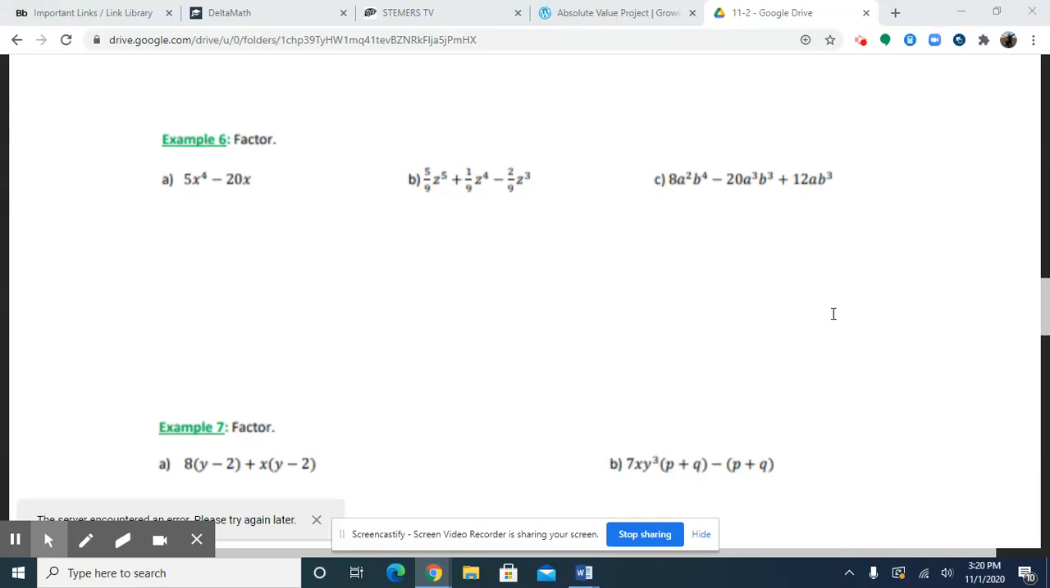All right, so now let's look at example 6. There's more problems on this. Now, let's go with example B. That one's a little more difficult because it involves fractions. But if you really see, it's actually not too hard.